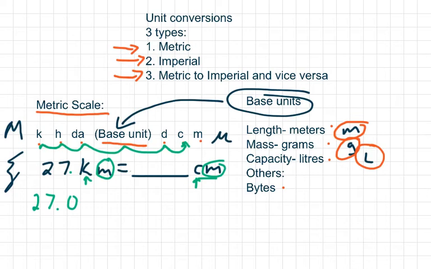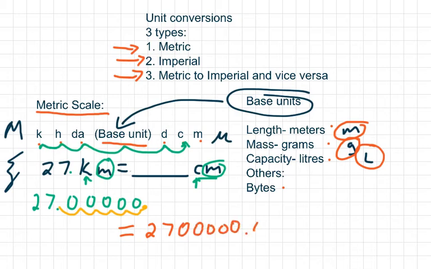So when I have my 27.0, I'm going to move it 1, 2, 3, 4, 5 times. And in there, all those open spaces, I just fill those up with zeros. So my answer will be 2, 7, and then I see 5 zeros. And my decimal will be at the end of that, centimeters. So we've got 2.7 million centimeters in 27 kilometers.